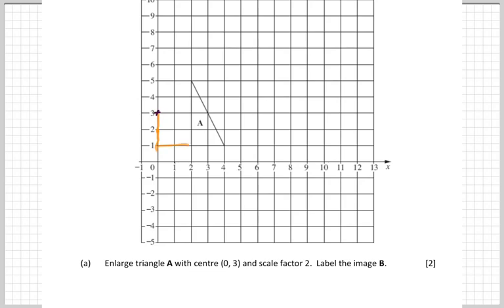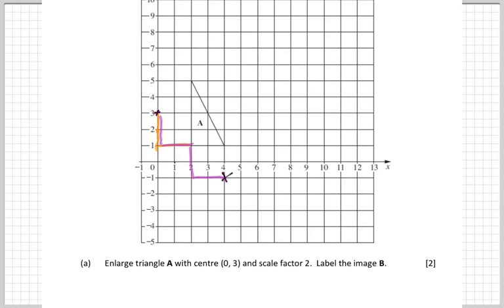The way I do these questions is I work out how to get from the centre of enlargement to a corner of the shape. Here we've gone 2 down, 2 across. And because it's scale factor 2, I know the new shape is going to be twice as far away from the centre of enlargement. So I'm going to do this and again, because it's twice as far away.